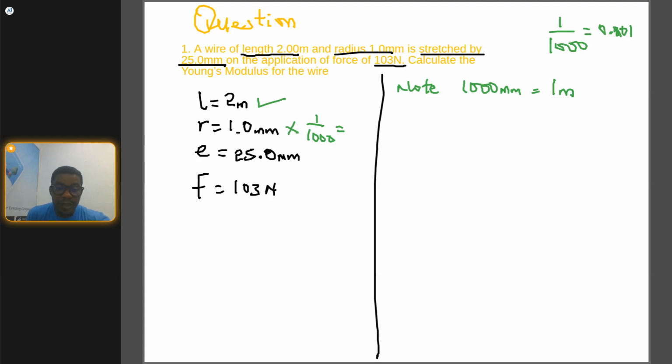So this will give me 0.001 meter. I have to convert this also to what? To meter. And that is 25 over 1000. I want someone to give me the response for this. 25 over 1000. What will be the response? Do that for me.